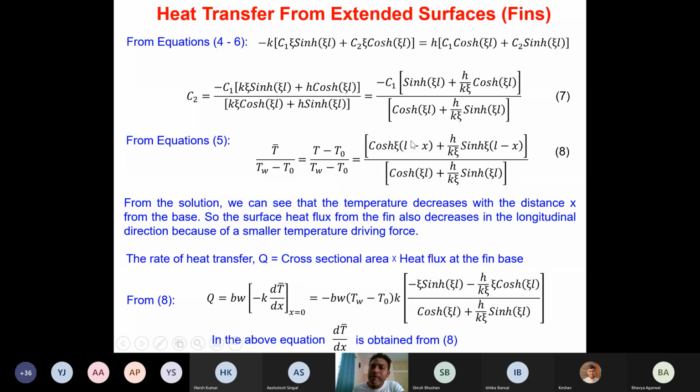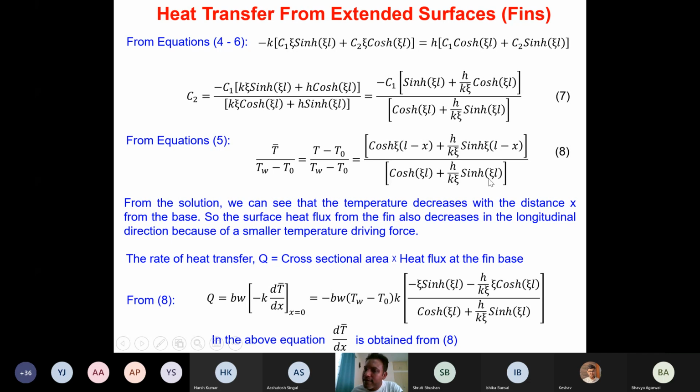Again, there will be terms in terms of L as well as x. So common terms you can collect, so that finally you will get cos hyperbolic zeta L minus x plus h by k zeta sine hyperbolic zeta L minus x, divided by cos hyperbolic zeta L plus h by k zeta sine hyperbolic zeta L. So can you do it? Can you just see the rearrangement? Ultimately, you should get equation number 8.